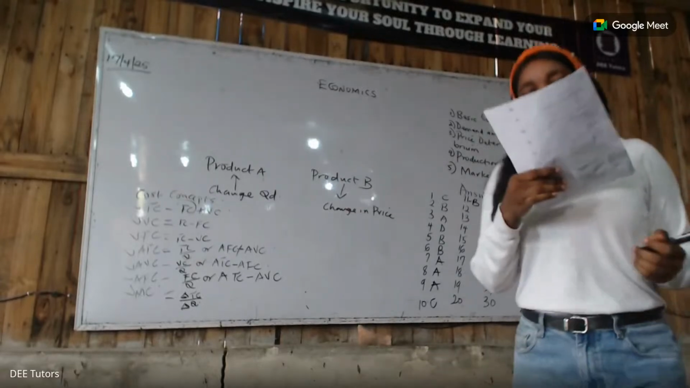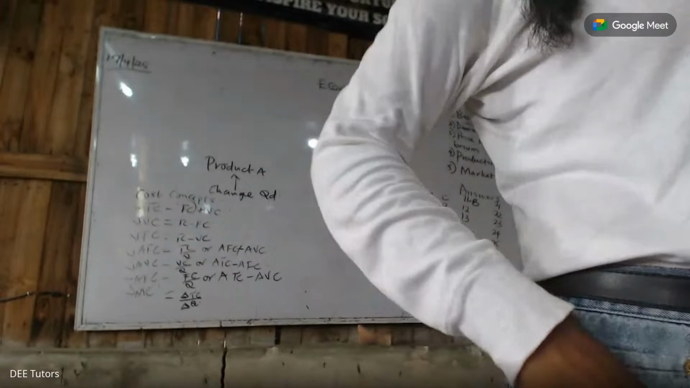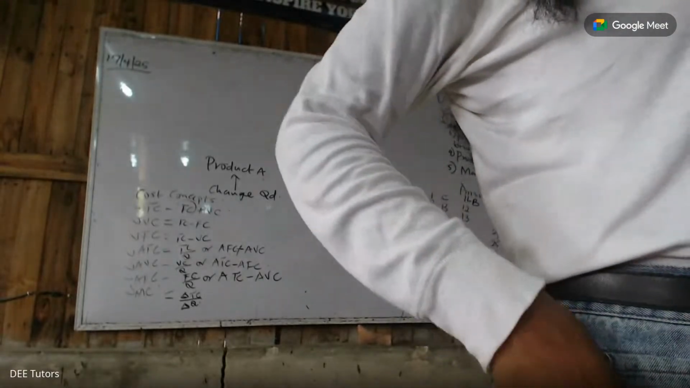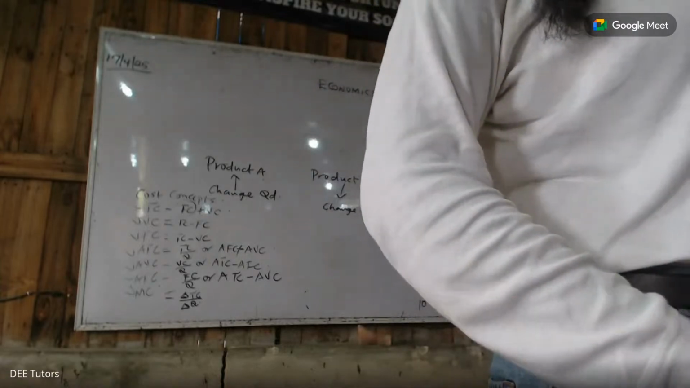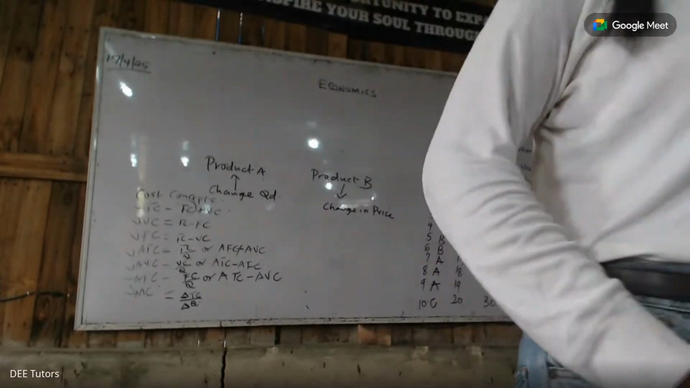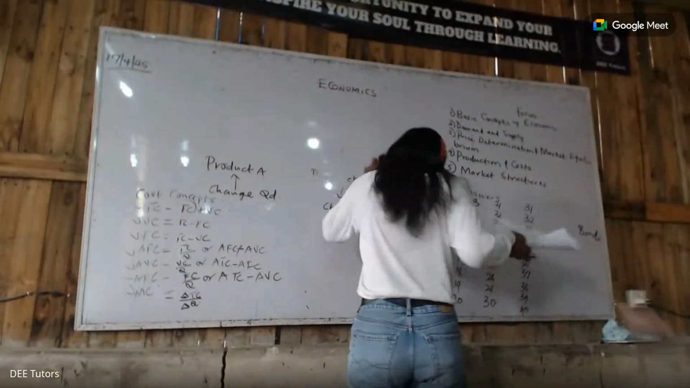Number 12. If we move from X to C, the elasticity of demand is dash. That is elasticity of demand. So we have to work it out. Can I give it time? Yes.